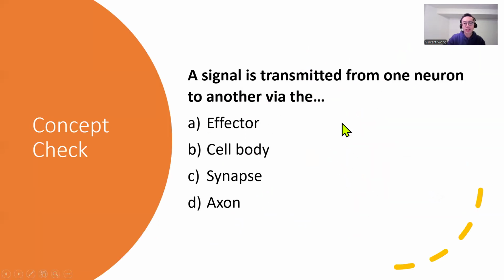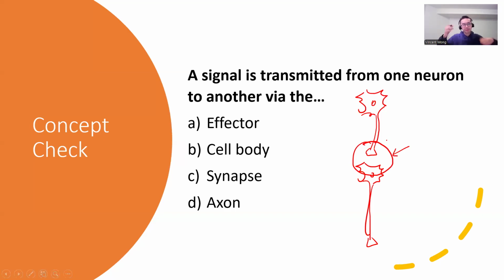A signal is transmitted from one neuron to another via the... okay, so I haven't told you this yet. There is one neuron right here, and then there's another neuron right here. So when the signal goes from one cell to another, this location here, where they are very close to each other, and the signal is going to jump from one cell to another, we call that the synapse.